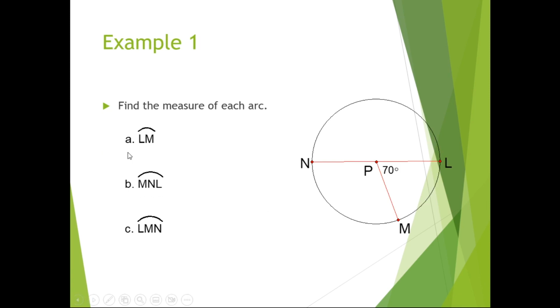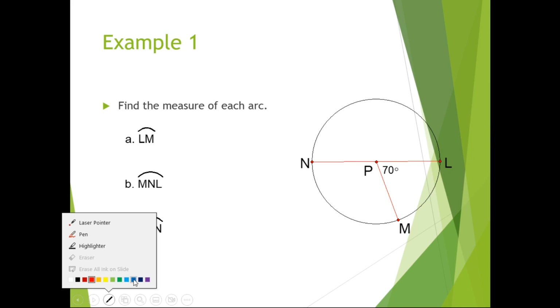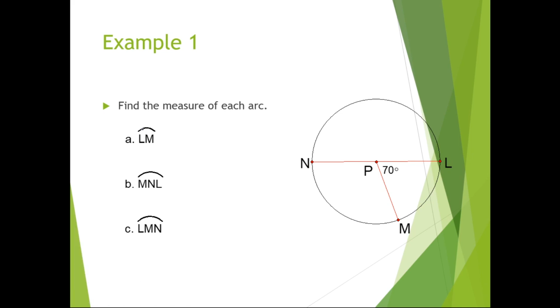Okay, so atong isolve. Find the measure of each arc. So for the first one is the arc LM. So arc LM or arc ML, that is equals 70 degrees, because ang minor arc, that is equals to its central angle. So pilay sukod sa central angle, mao pod na sukod sa iyahang minor arc.